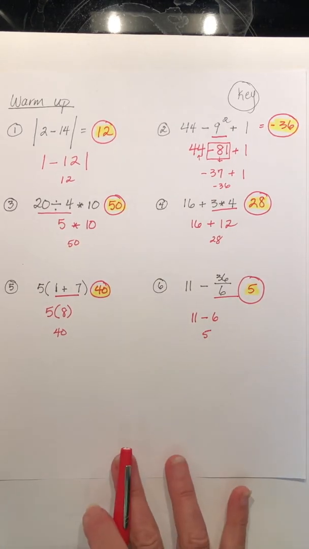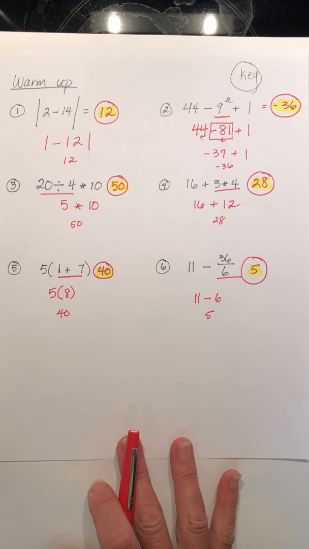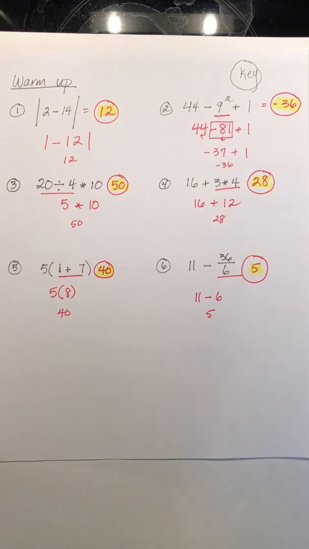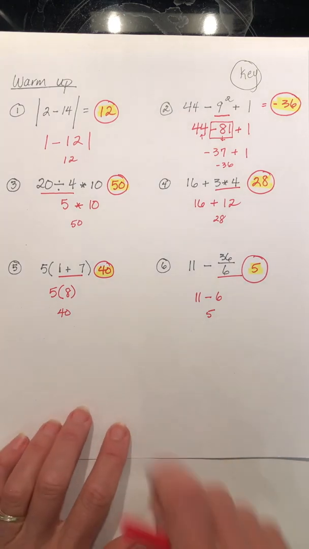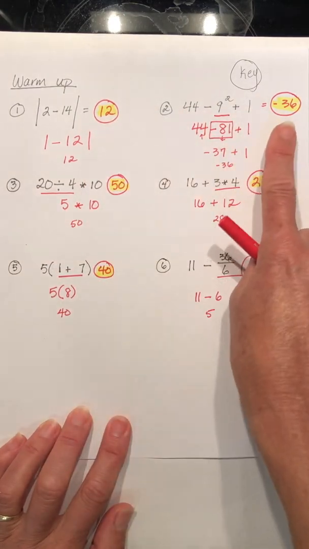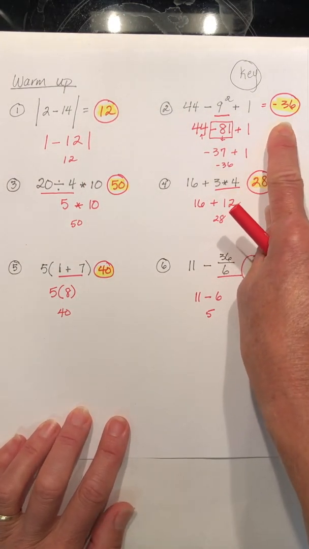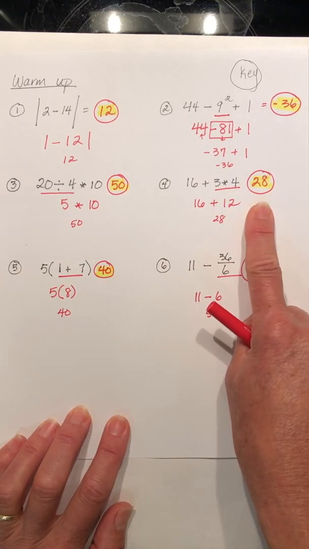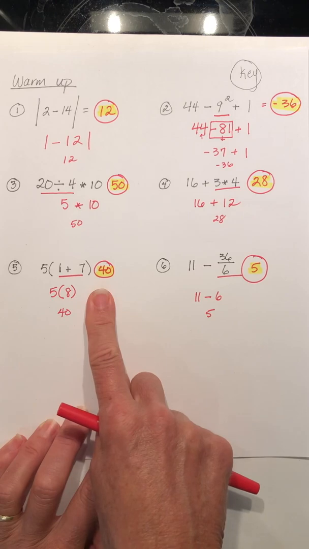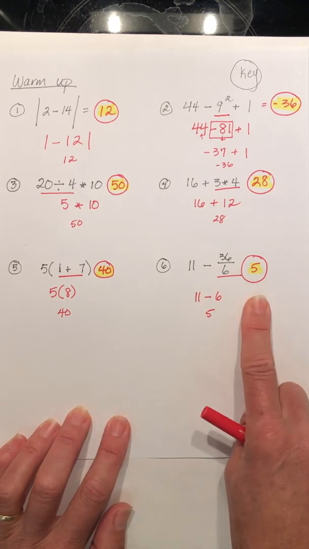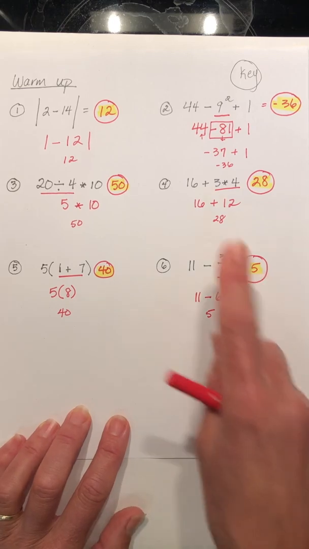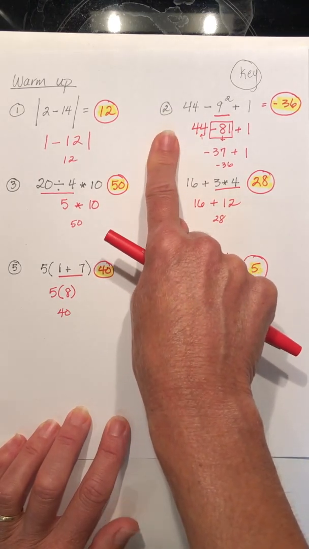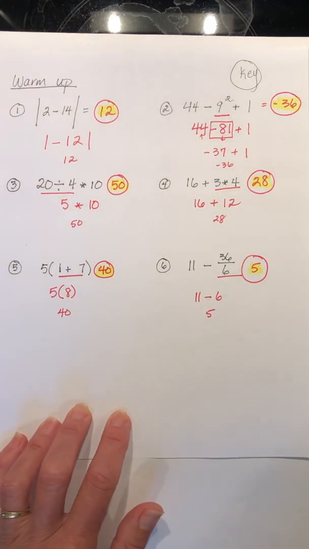Okay. And here are the answers to the warm-up. So number 1 is 12. Number 2 is -36. Number 3 is 50. Number 4 is 28. Number 5 is 40. And number 6 is 5. The one I want to go over is number 2, because that is the trickiest one on here.